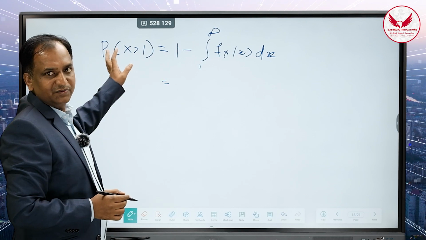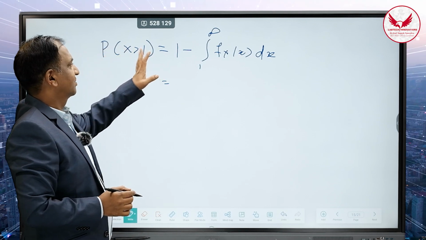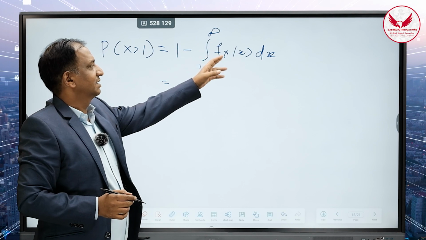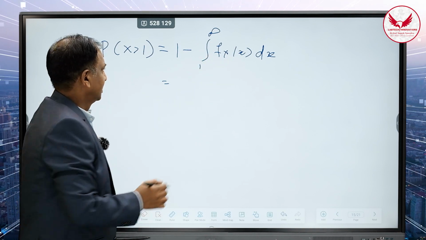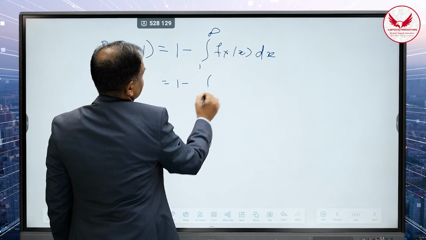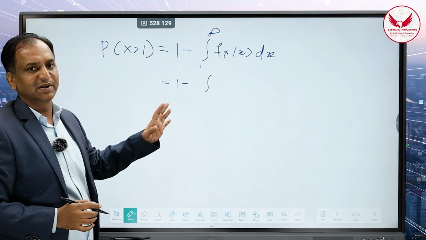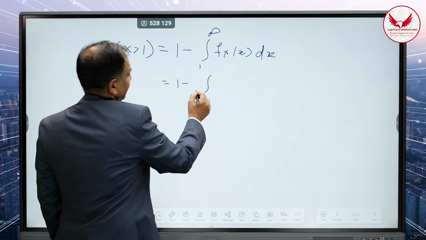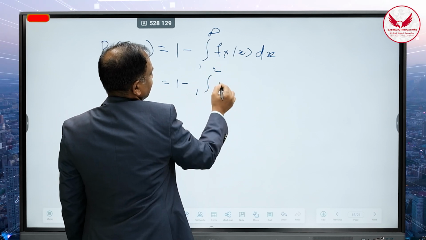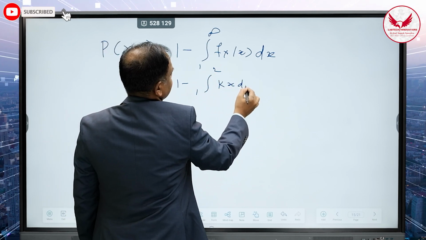So this is the formula to find out the probability for x greater than or equal to 1: 1 minus the integral from 1 to infinity of fx(x) dx. This is equal to 1 minus the integration. Up to infinity it is there, but this PDF is available only up to 2. Therefore the limit will be from 1 to 2, of fx(x) = kx dx.